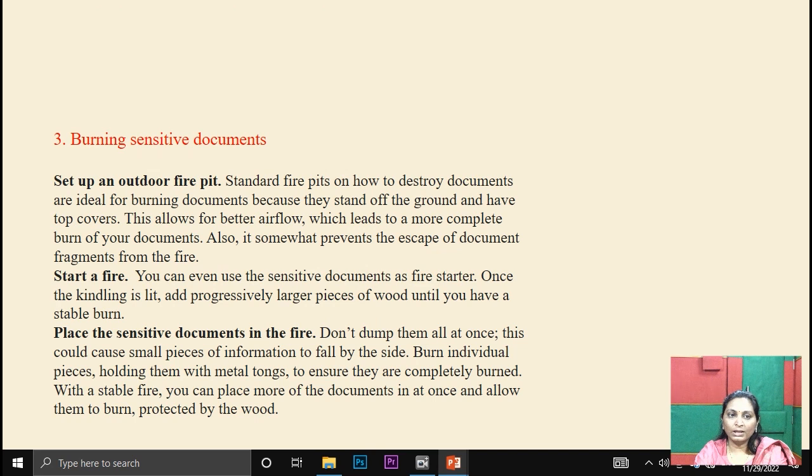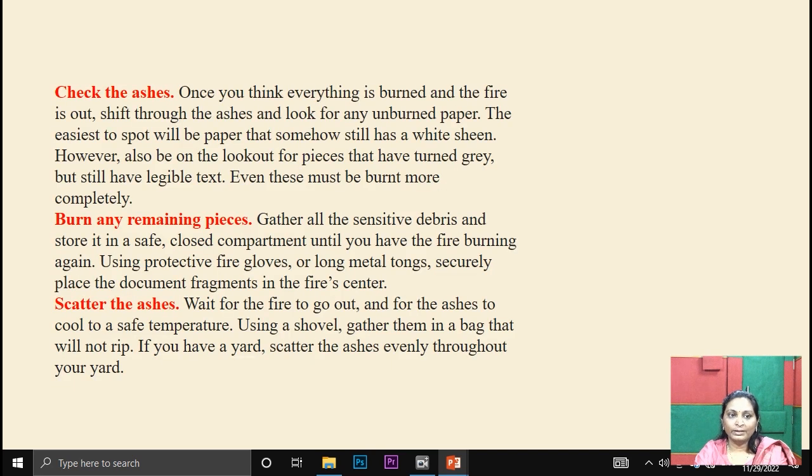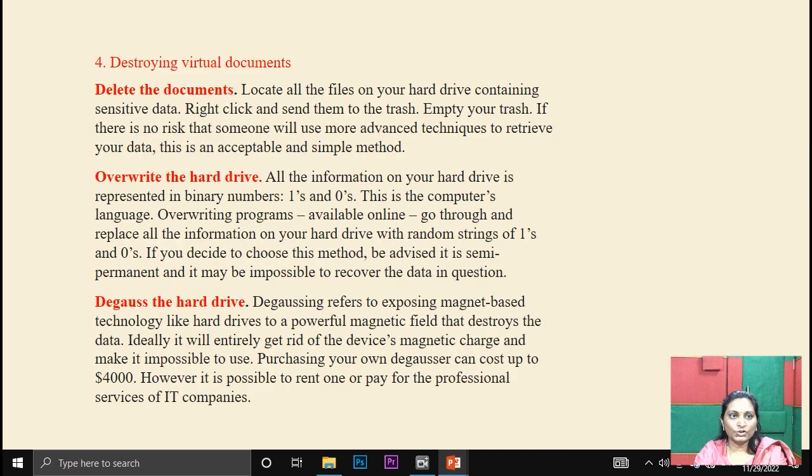Third is burning the sensitive documents. We can set up an outdoor fire pit, then start the fire and place the sensitive documents in the fire. Then check the ash, burn any remaining pieces, and then scatter the ash.